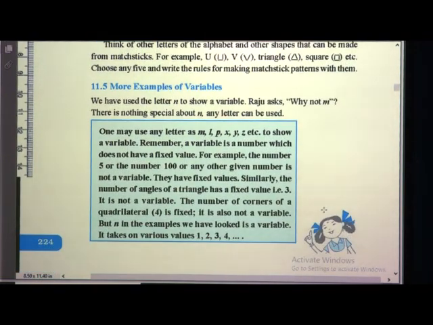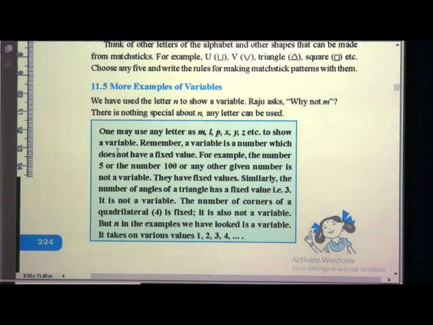Let us move to next. We have used the letter n to show a variable. Students, now to find the number of matchsticks, so number indicates n. So we have used n. So Raju asks, why not m? There is nothing special about n. Any letter can be used, right? So one may use any letter as m, l, p, x, y, z, etc.